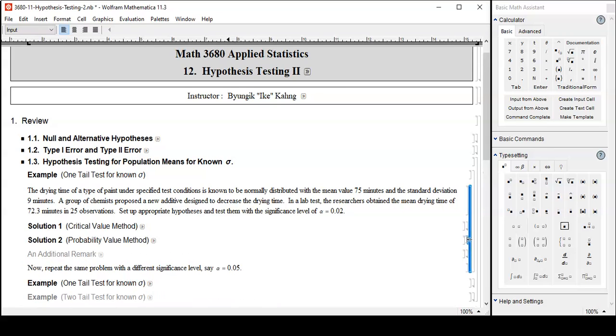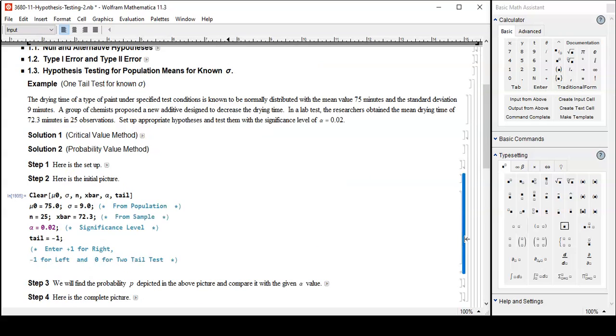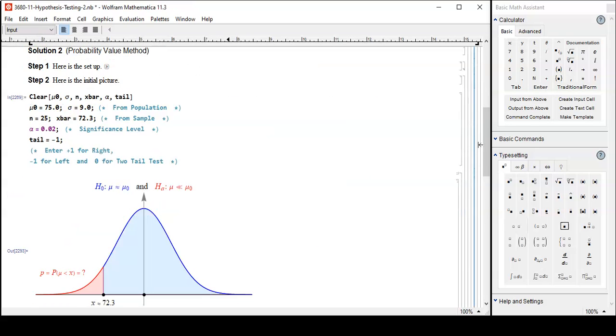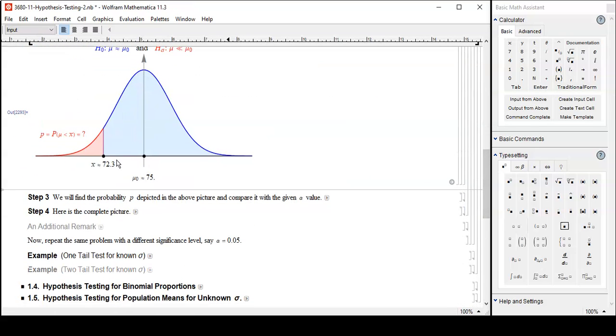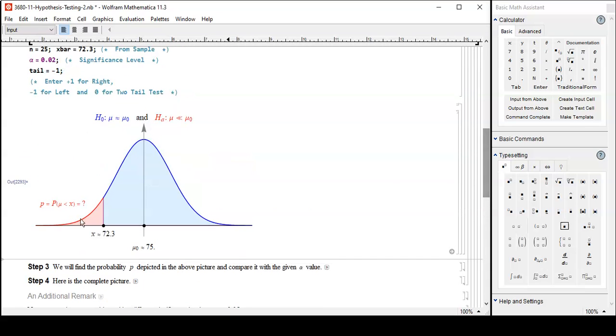Another way to do this is to use probability value approach. Goes like this. Centered around the null, of course, and here is observed sample mean, and find out the probability that goes beyond. And if this probability is too large, then that means the conditional probability of making type 1 error is too large. So you cannot reject the null hypothesis. So we have to accept the null hypothesis.